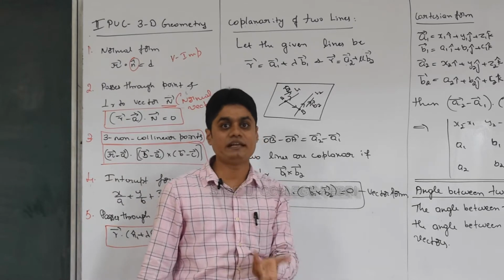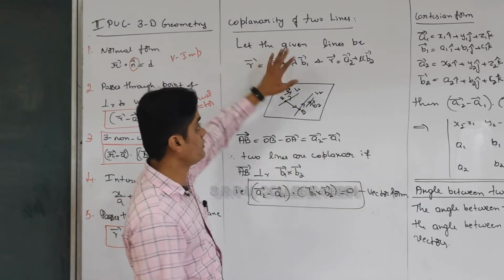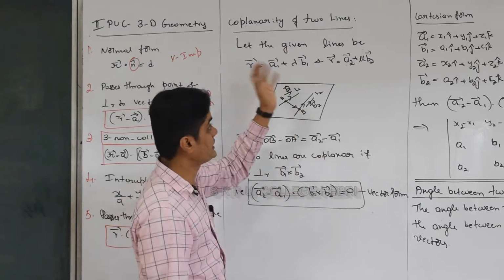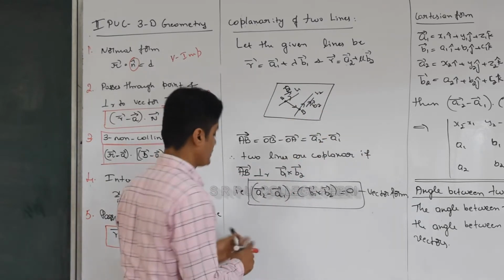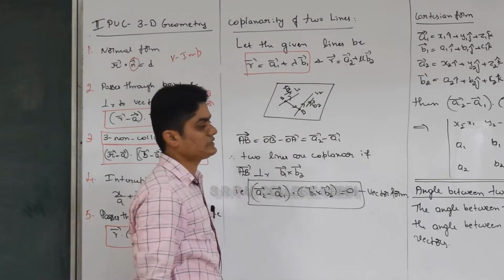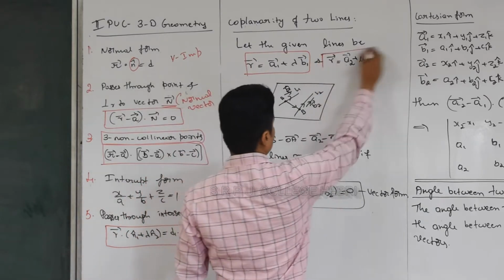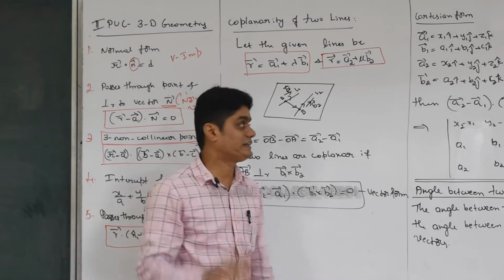So, same plane lines, same plane vector and coplanar vector. Here I am not talking about the vector, I am just discussing the coplanar lines. Remember that. So consider two lines: vector r equals a1 plus lambda times b1, and vector r equals a2 plus mu times b2. So consider two straight lines in vector form.